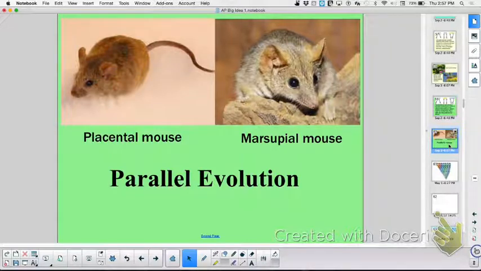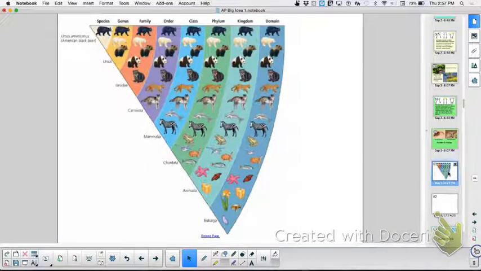Okay? And then here, this is looking at classification and taxonomy. So if you look here at the big one, it's Eukarya, right? And then Animalia. Remember how we went through this? Chordata, Mammalia.